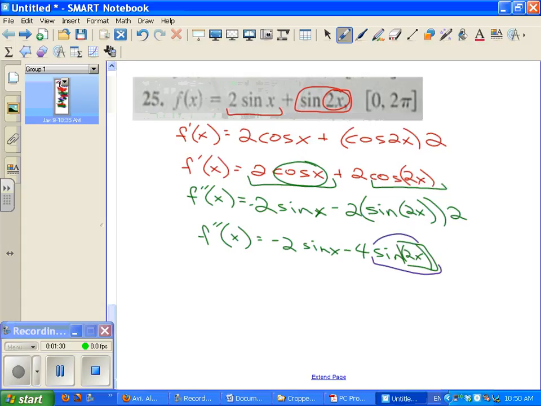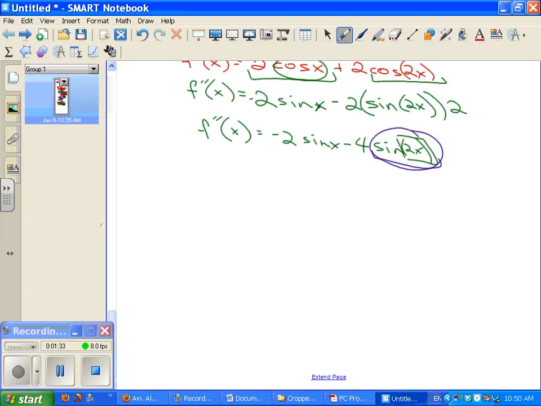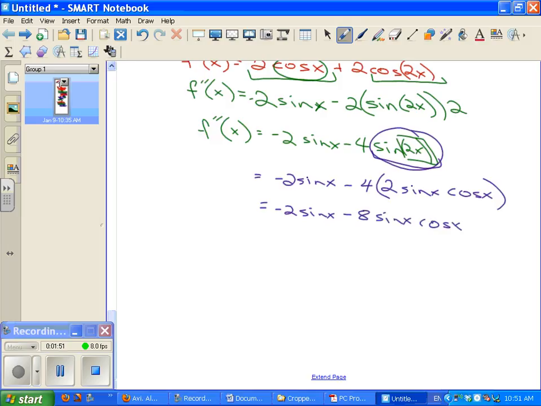Okay, this one is fortunately one that I remember. This is 2 sine cosine. Okay, so I've got negative 2 sine of x minus 8 sine of x cosine of x. What do these two terms have in common? A negative 2 and a sine. Leaving me behind with what here? 1. How about here? Positive 4 cosine. Okay, so what makes this equal 0?